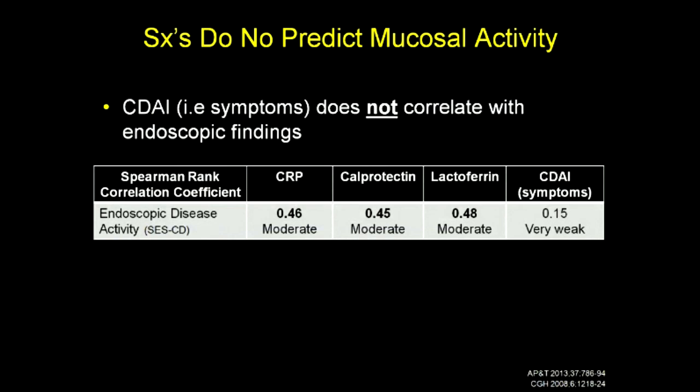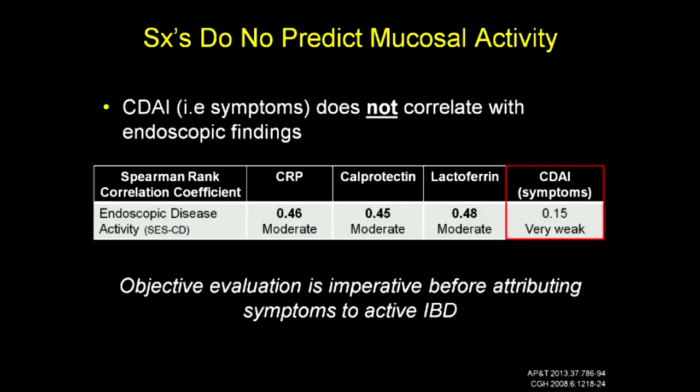And this is looking at these disease activity indices and how they correlate with endoscopic disease activity. What you can see is that with objective biomarkers, CRP, calpro, lactoferrin, there's a moderate association with activity when we look by scope, whereas with the disease activity indices, symptoms, it's very weakly associated with endoscopic activity. So objective evaluation is imperative before we say, just because you have IBD, your symptoms are actually from IBD.